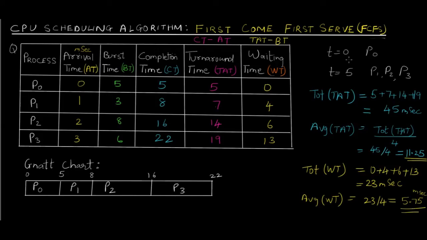So when you tackle such kind of questions, you first calculate the individual parameters, completion time, turnaround time, waiting time, using the Gantt chart, and then you can calculate the total and average of these different parameters. So this is how you solve FCFS scheduling algorithm.